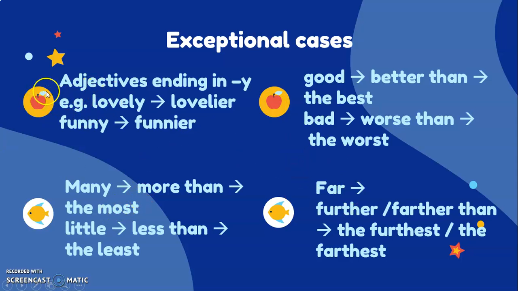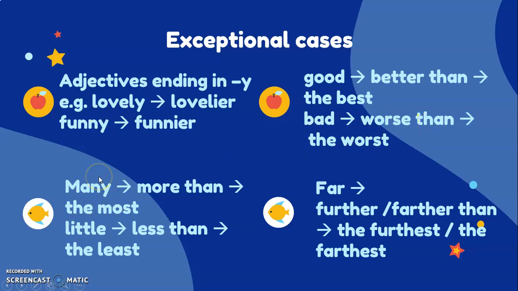So here, the first exceptional case will be adjectives ending in Y. So we don't keep it. Instead, we change the Y into I. So like lovely, lovelier, funny, funnier with the I. We also have the word good and bad. Good, we will change it into better than and also the best. Bad, worse than, the worst.